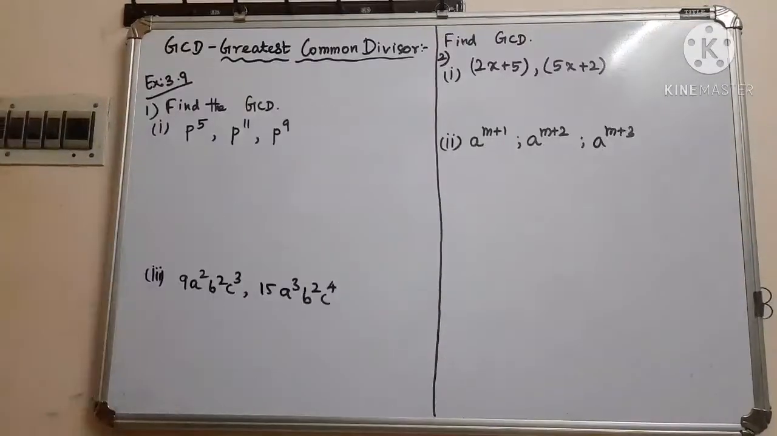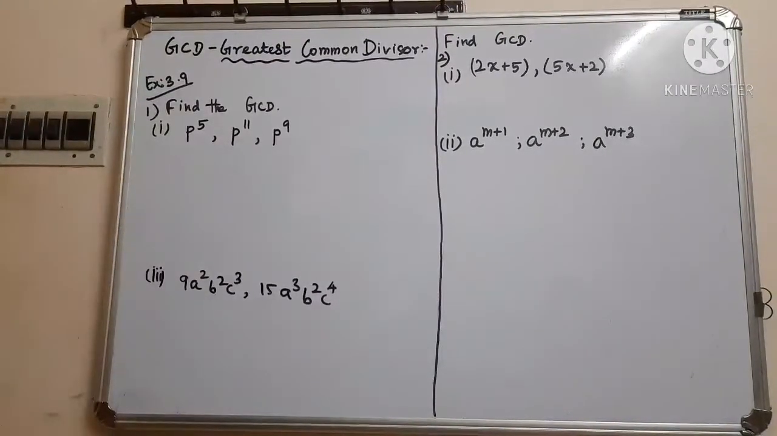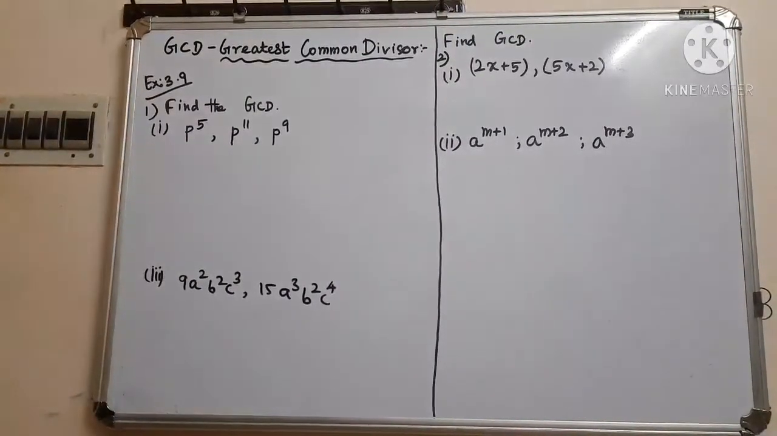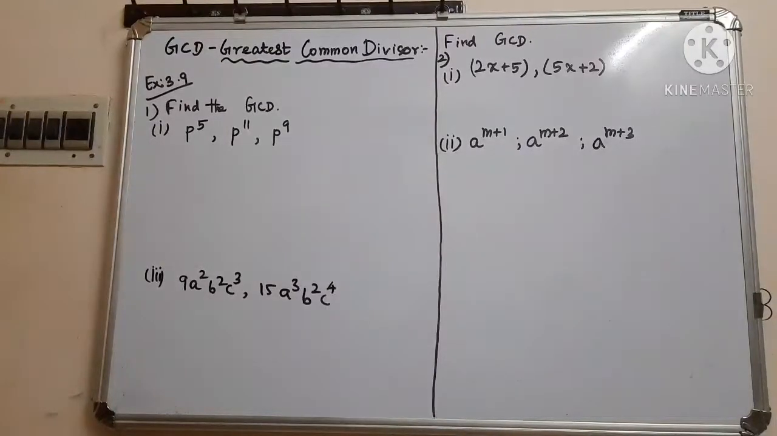Understand? Next topic is GCD. GCD means greatest common divisor. You already studied HCF in your 8th standard, which is highest common factor. What is the meaning of highest common factor? If some polynomials or values are given, you have to find the common factor or common divisor value, that is called the greatest common divisor, GCD. It is also known as the HCF. So HCF and GCD are the same.